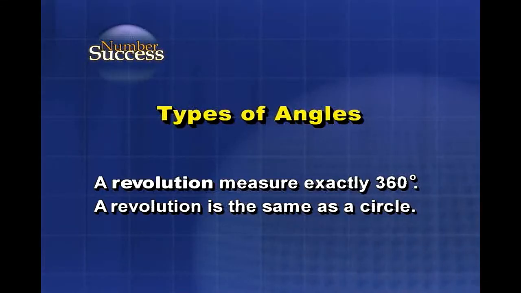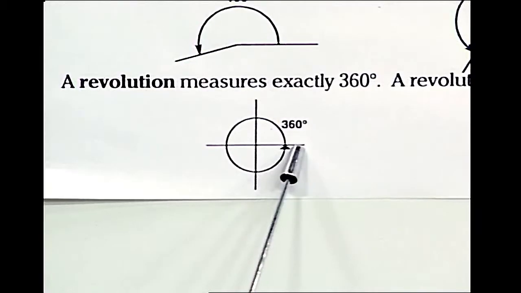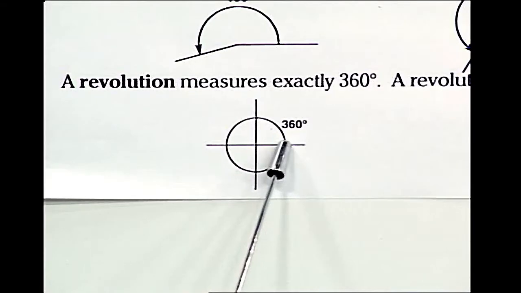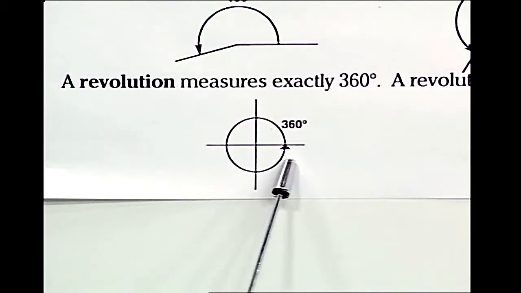A revolution measures exactly 360 degrees. A revolution is the same as a circle. This is a revolution. It starts at 0 degrees. It continues all the way around back to its starting point. This is 360 degrees. This is a revolution.